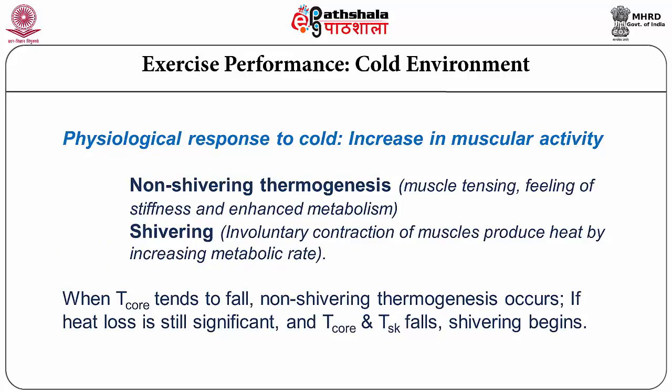Another physiological response of considerable importance in the generation of heat in the body is an increase in muscular activity. We all know that when there is muscular activity, it causes an increase in metabolic heat production. But there can be a subconscious level of activity that may take place, which we often call non-shivering thermogenesis. That means muscles get tensed, there is stiffness in the muscles, and this also causes some increase in the metabolism.